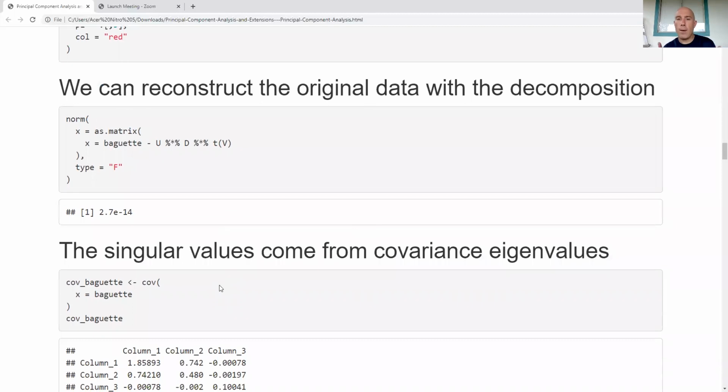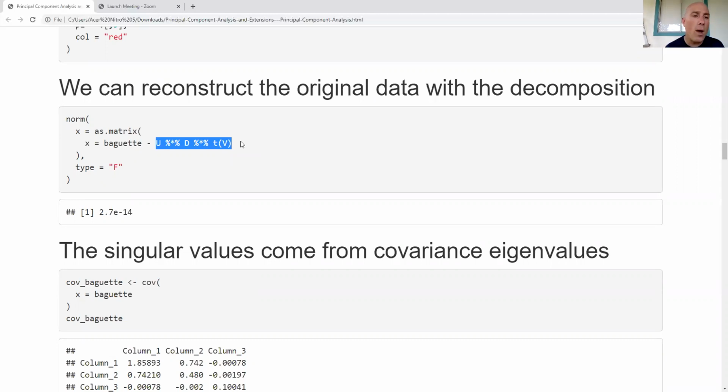Now, I told you that the matrix is equal to U times D times transpose V, right? Well, I'm going to prove that to you right here, right now. I'm going to take the original data and subtract U times D times transpose V. Now, this is an entire data matrix, with 1,000 rows and 3 columns. It's a lot to look at.